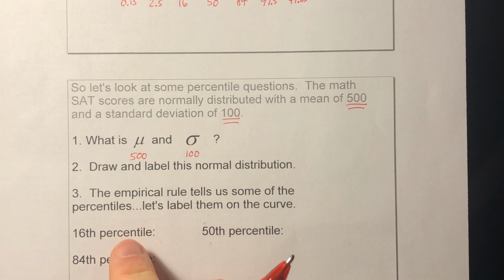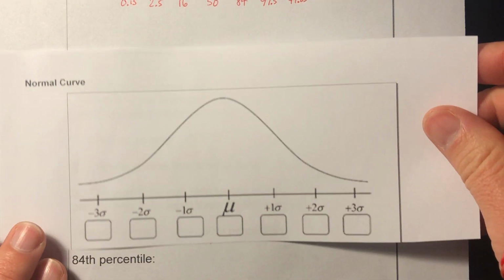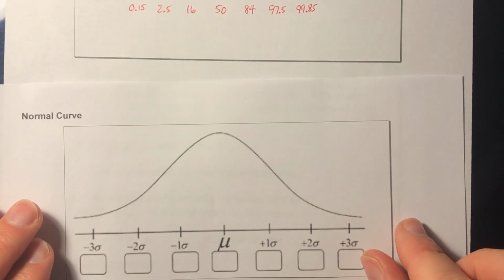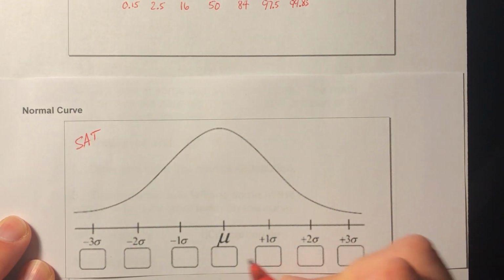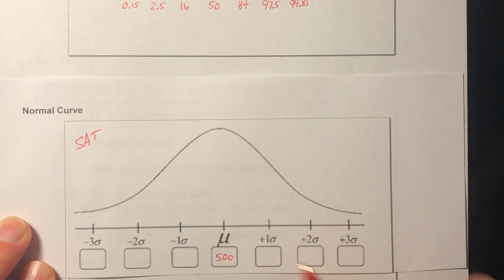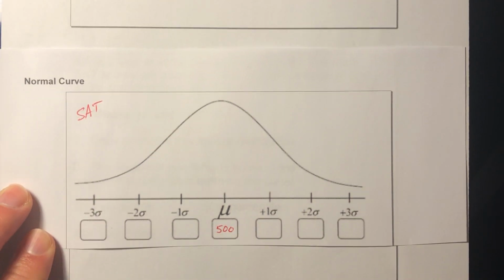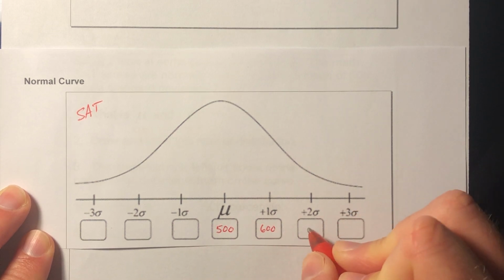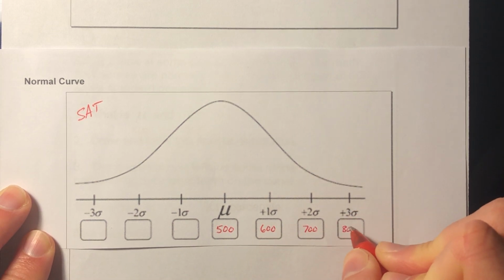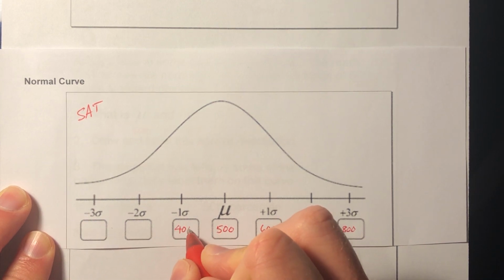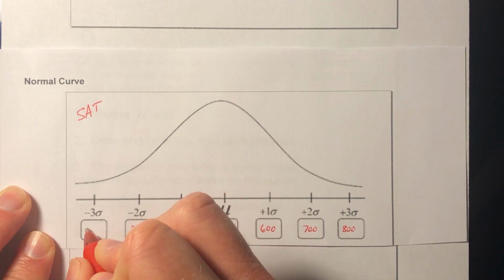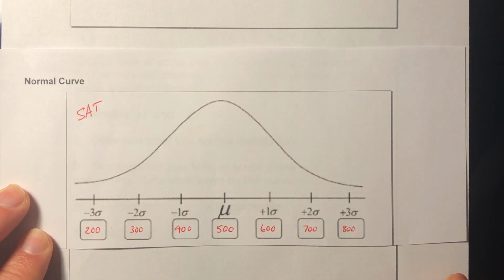Now, question 2 says draw a normal distribution. So let me slide this in here. All right. So this is for our SAT. Our mean was 500. We put that right smack in the middle. Standard deviation was 100. So if we add 100, we get those numbers. If we go back to the middle and subtract 100, that's how you complete your standard deviation.